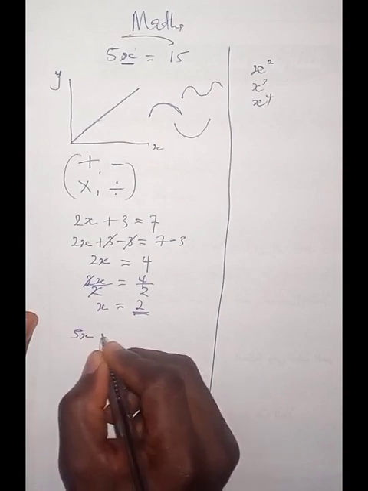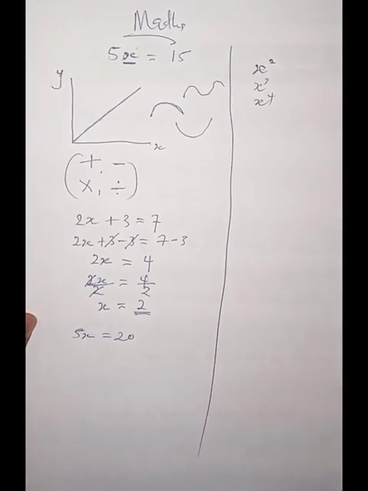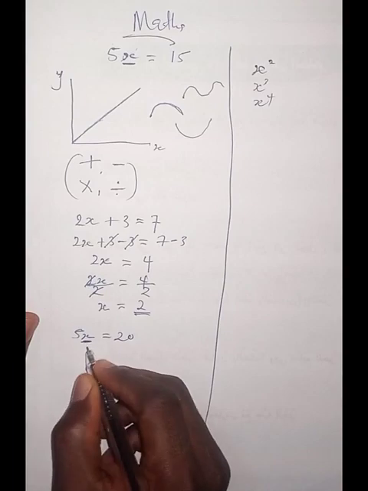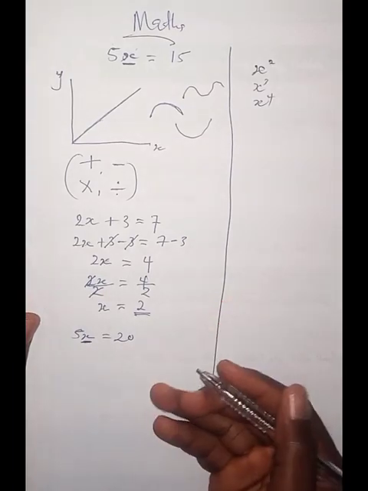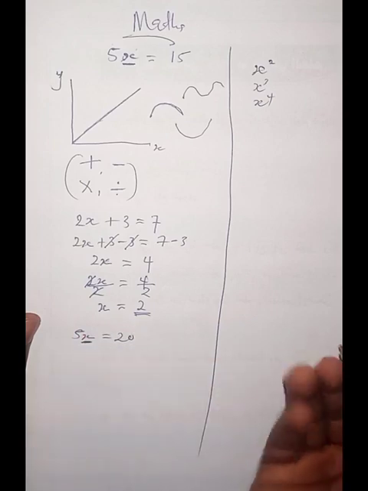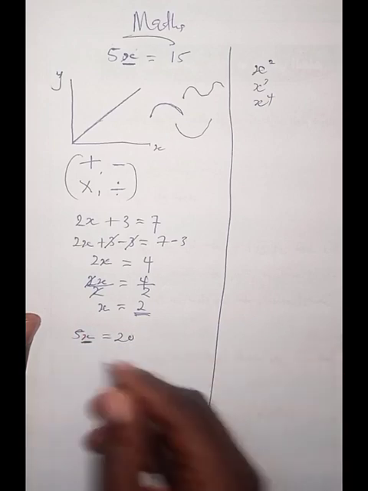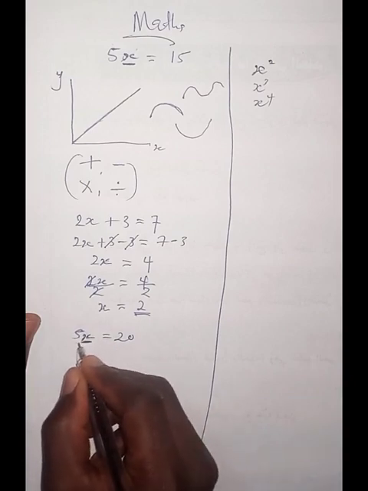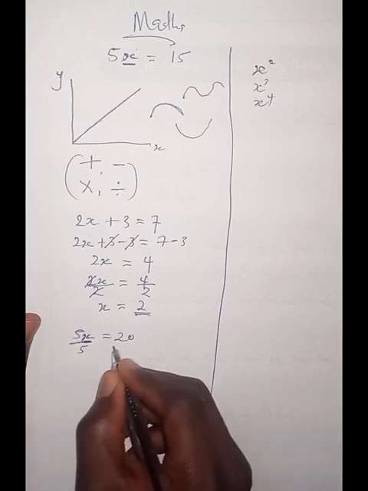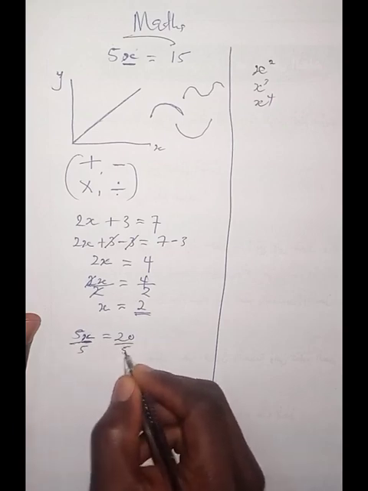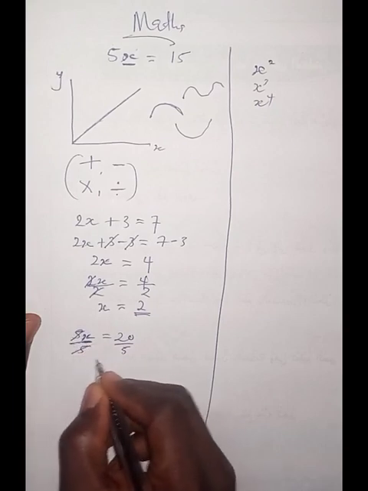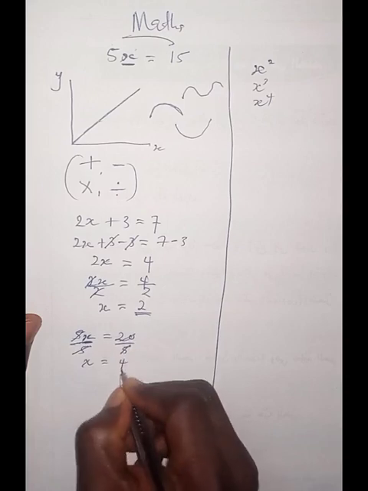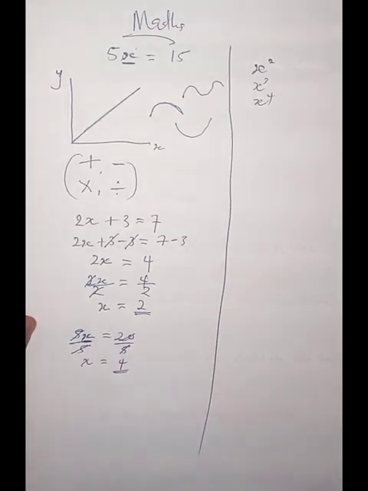Another example is 5x is equal to 20. This is simple. This is our variable. We need to isolate this variable using our inverse operation. So we divide both sides by 5, and we'll be able to isolate our variable, which is x. Dividing both sides by 5, you have 5x divided by 5, 20 divided by 5. Cancel. x is equal to 20 divided by 5, that's 4. So our variable is 4.